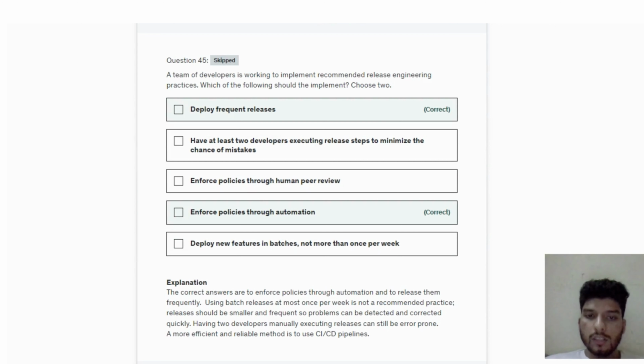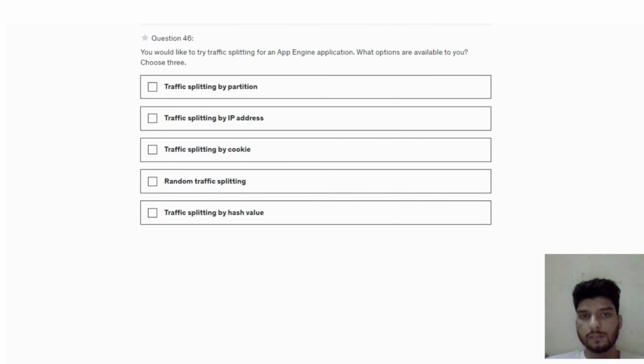Because using batch releases at most once per week is not a recommended practice, and the same for the other incorrect options. So moving ahead to question 46.